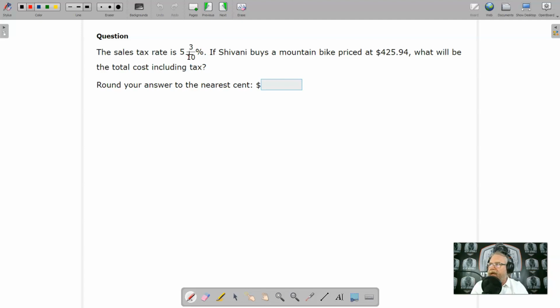Here we have another question that uses a mixed number as a percentage. The sales tax rate is 5 3/10%. If Shivani, I guess that is, buys a mountain bike priced at $425.94, what will be the total cost including tax? So this is where we're going to have to calculate the tax, then add it back to the cost of the mountain bike to find out what the total cost is, because they want total cost including tax.